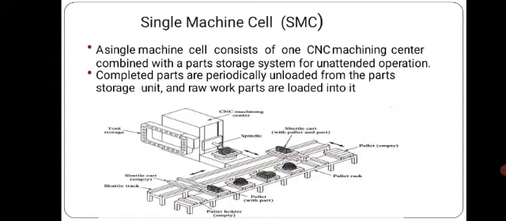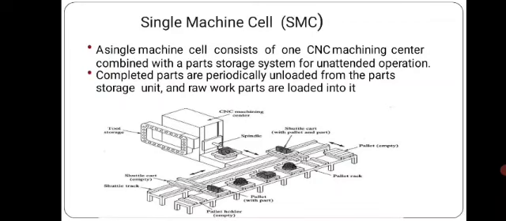First one, single machine cell. Here the image shows only one CNC machine center. The work travels from this pallet. Here the spindle is there, and the tool head is mounted on the spindle. The tool changer is there, so the tool is mounted in this place. So the continuous machining operation is going on.